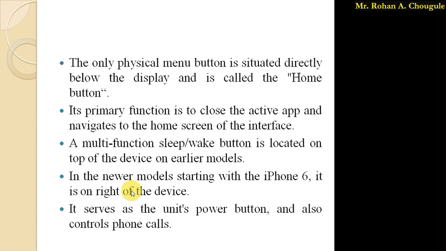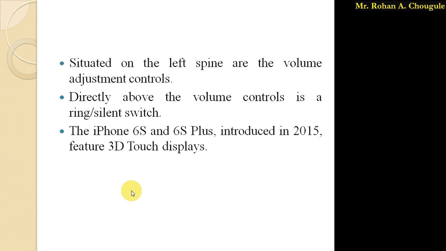Also, with the help of that button we control the phone call. Suppose your phone is in ring mode. When a call comes, if you press that power button or sleep and wake button during the incoming call, your ringer automatically goes into silent mode, or by double clicking that button you can disconnect the call. So this is a feature related to the power button or sleep and wake button.